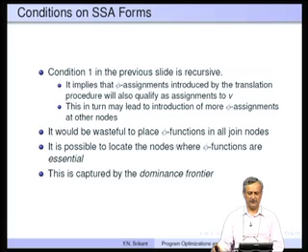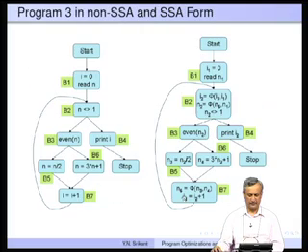We already saw that it is wasteful to place phi functions in all join nodes. So, some of them do not require phi functions. For example, here I does not require any phi function because the value of I is the same along all paths.